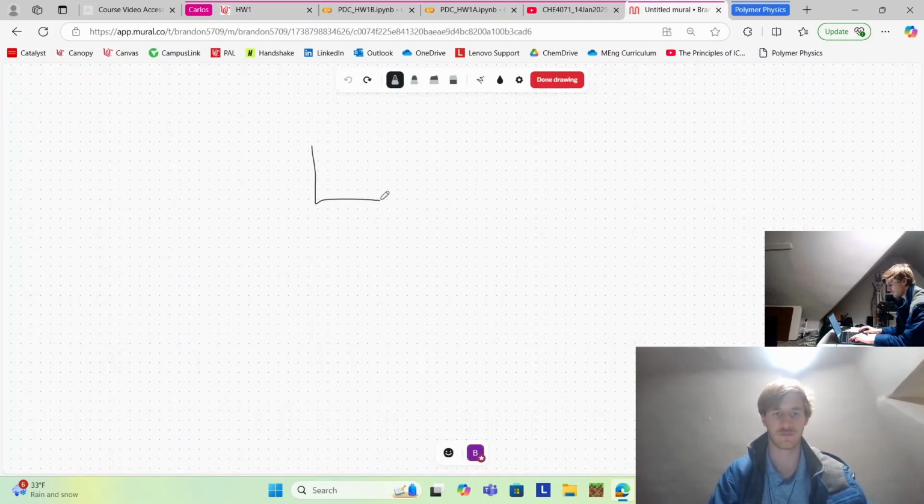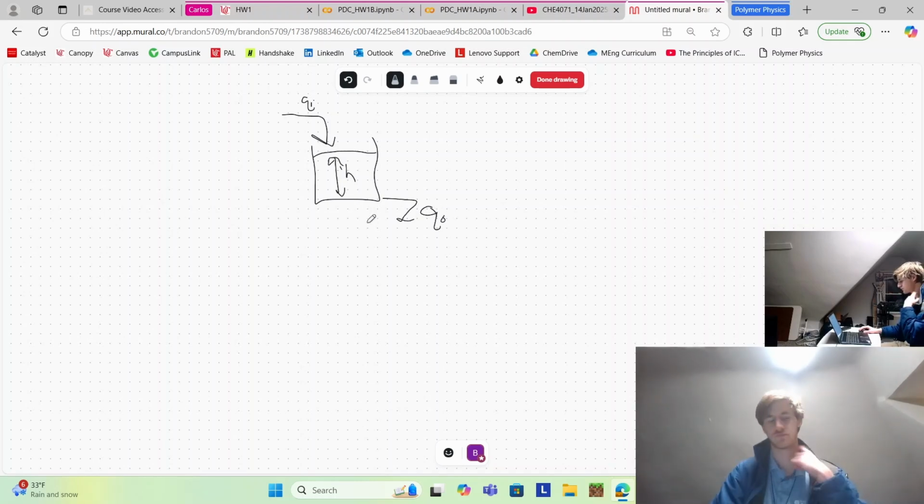So we have our tank, and we have some height h, right? And we have a flow going in. That'll be called Q in. I'll just call it QI. It's a little easier to write. And we have a drain hole called QO for out. Right. So now, what we want to do is look at how this changes with time.